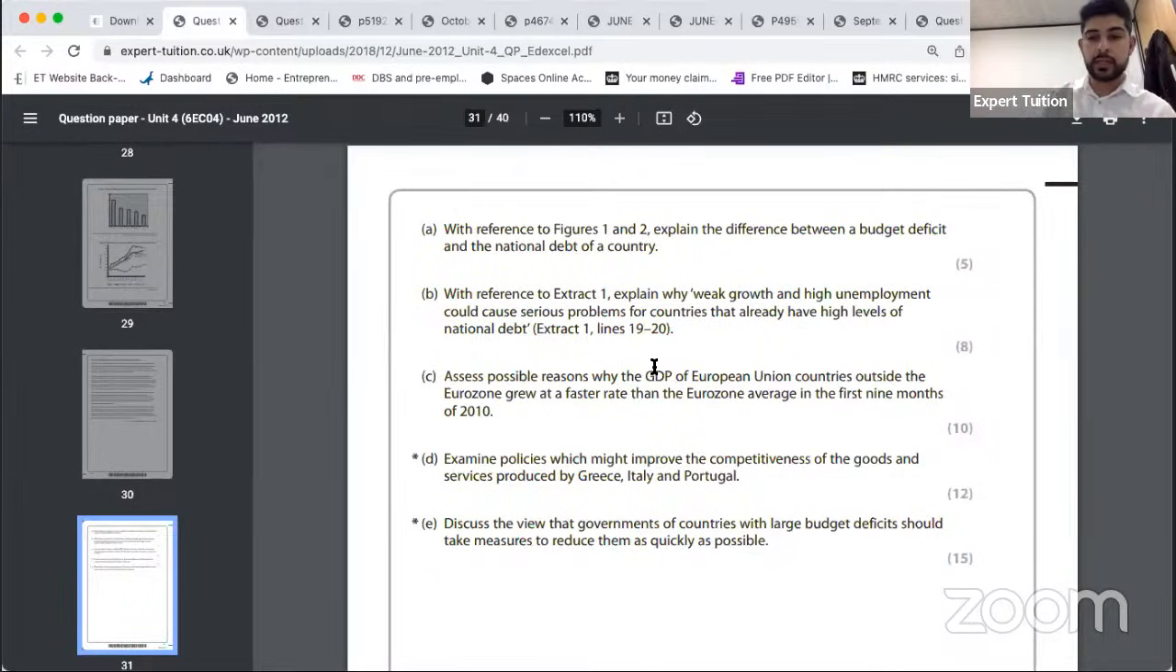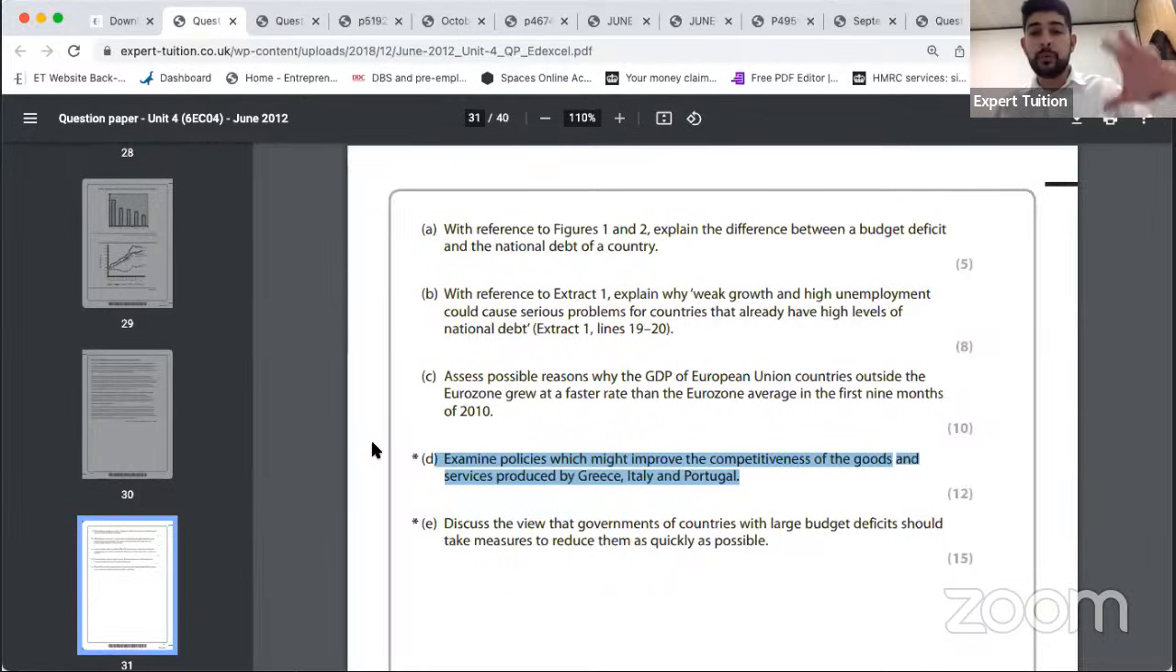The question I want to basically do is this: examine policies which might improve the competitiveness of goods and services produced by Greece, Italy, and Portugal. From now on, every single time you have a question about competitiveness, there are 2 things that I want you to remember. One is what I said earlier, which is think of Germany and China as your staple examples. China are price competitive because they are cheaper, and Germany are quality competitive because their goods are high quality. They've got really strong branding. They're durable. They're good, right?